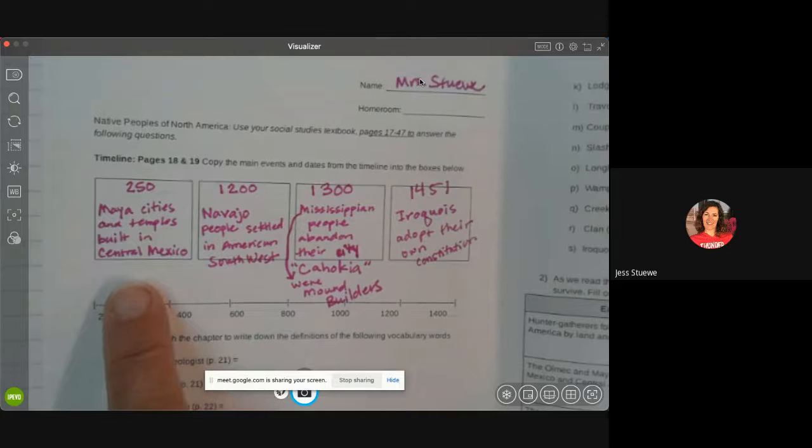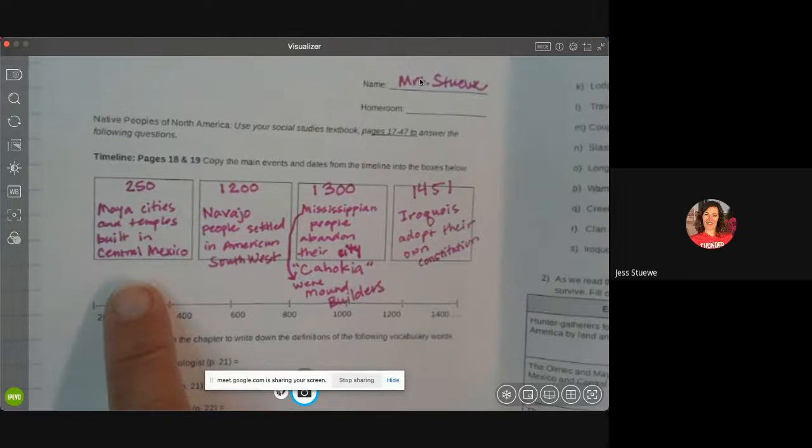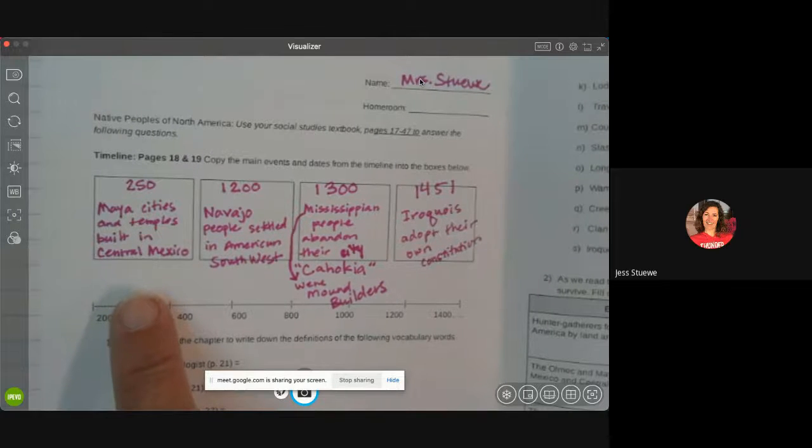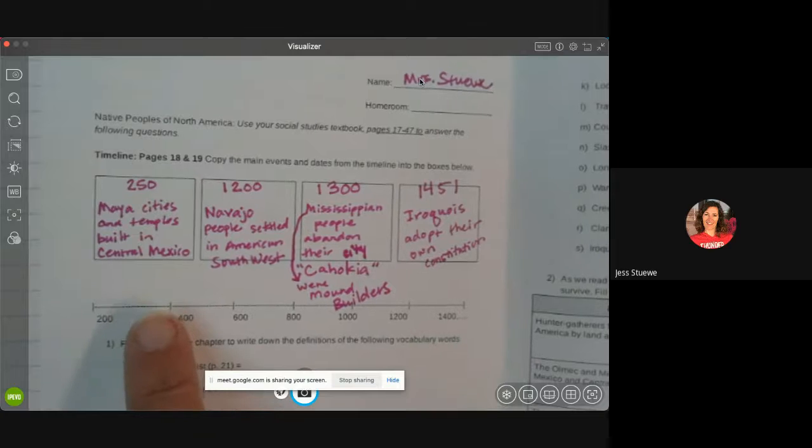Okay, and on page 18, the next picture showed this American Southwest, and we talked about the Four Corners area. We talked about how it is kind of a desert region.